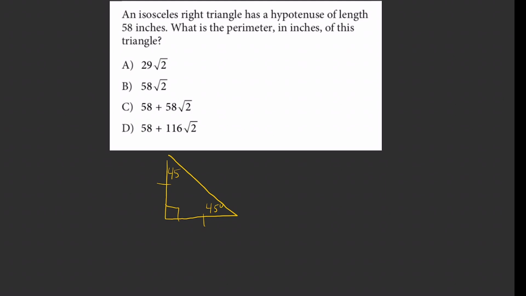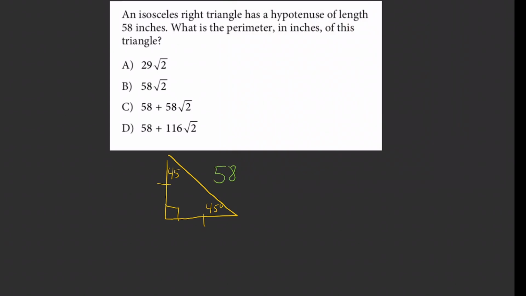And this 45, 45 ratio, just like the 30, 60, 90 ratio, is given to you at the beginning of the section. It shows you the ratios, but it's a really good idea to remember those going in. So in this case, the isosceles right triangle has a hypotenuse of 58. So I'll put a 58 in here for the hypotenuse.